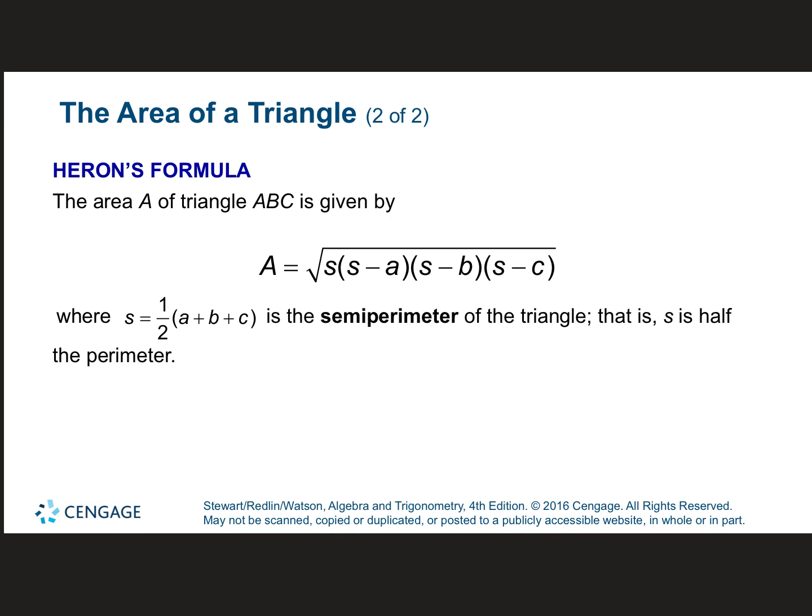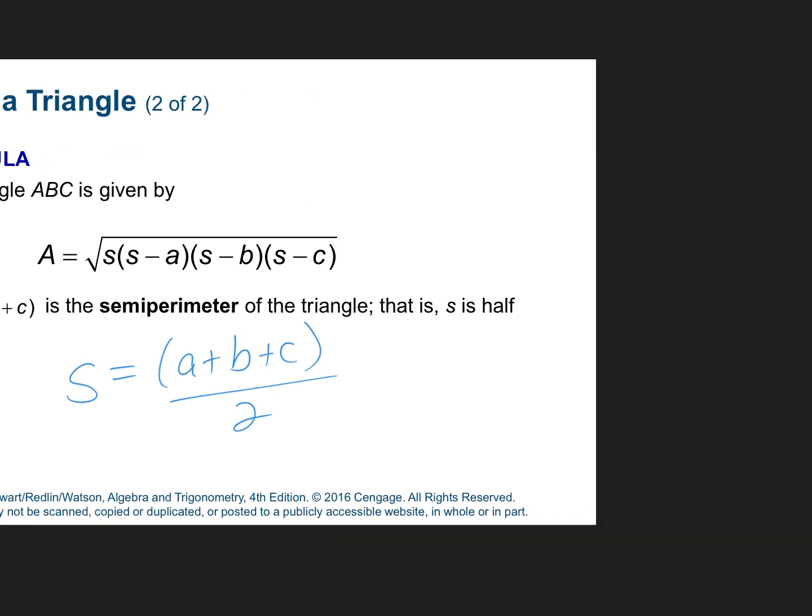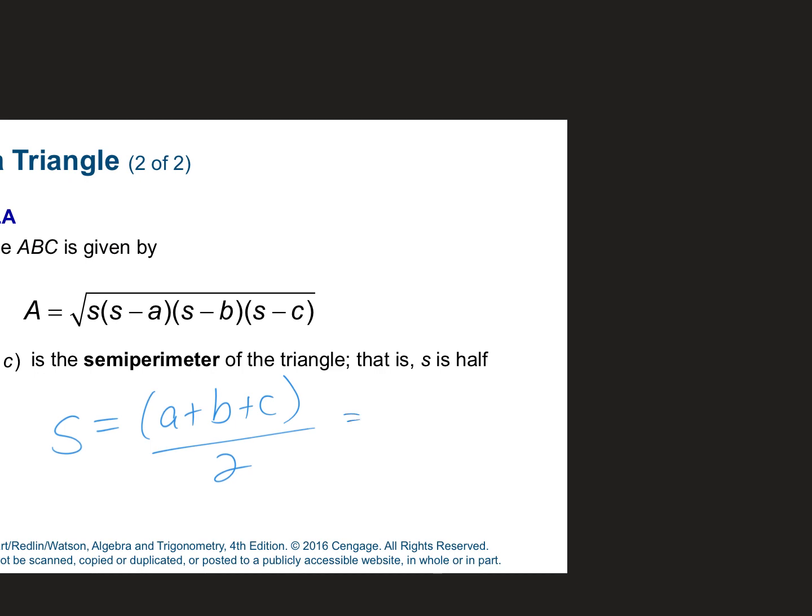You will be given this, but all you're doing is finding your S value. Your S value is you take all three sides, add them up, and divide by 2. Now, let me show you an important piece of information. If I was going to say 10 plus 13 plus 12 divided by 2.